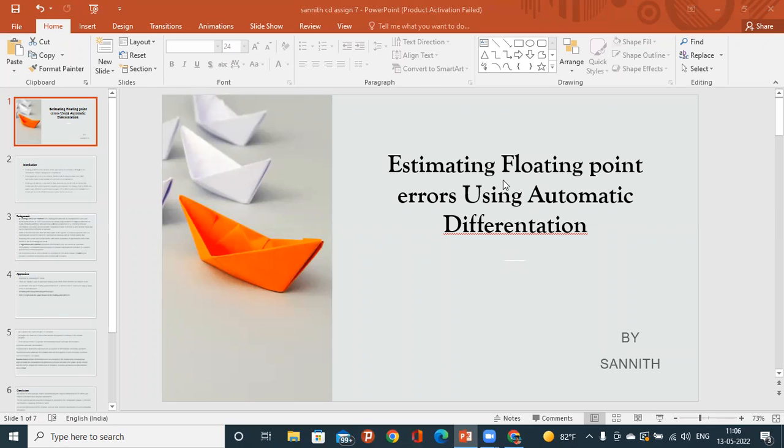I have done my research on estimating floating point errors using automatic differentiation. First, we need to know about the FP errors. FP errors are generally the result of the fact that real numbers cannot, in general, be accurately represented in a fixed space. In other words, it can be said that FP errors cannot be eliminated, but only can be managed.